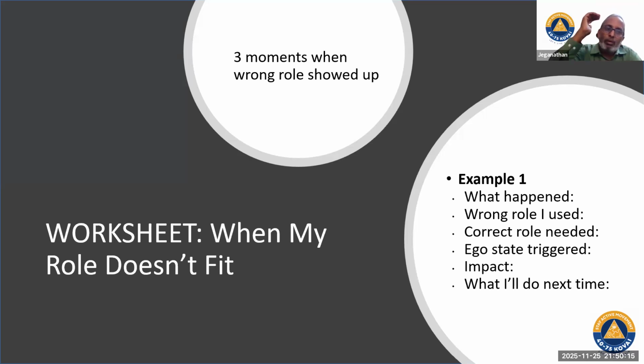So think about one moment in the recent past where your wrong role showed up. Then use these questions. What happened? What wrong role did I use? What is the correct role required? What is the impact I will have when I use the correct role? And what will I do next time? What sort of behavior will I exhibit, what words will I use, what body language, what will be my expressions? Just become aware of these things. So this is where you become aware of your role mismatch.